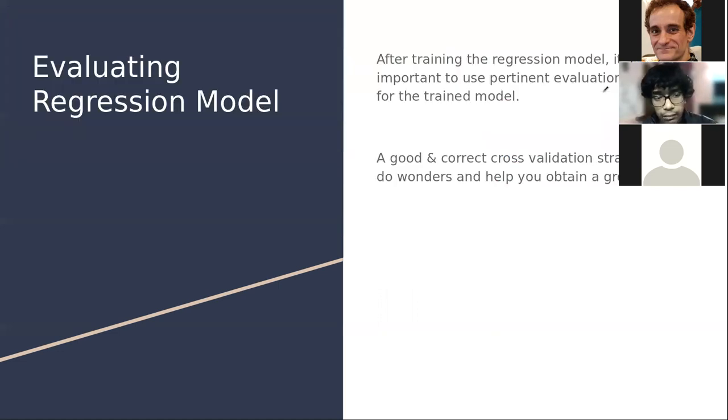Evaluating a regression model. So how do you evaluate a regression model? It's very important that after training, you have a good validation and evaluation strategy, so that you can cross-verify that your model is reliable and can be considered for production.